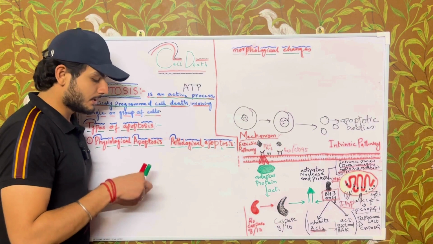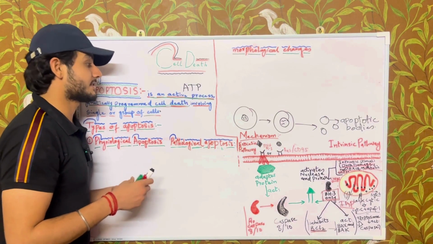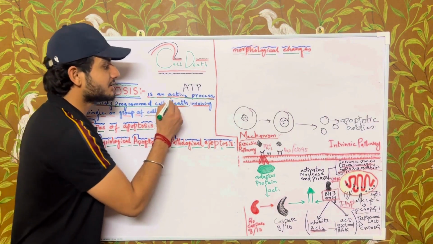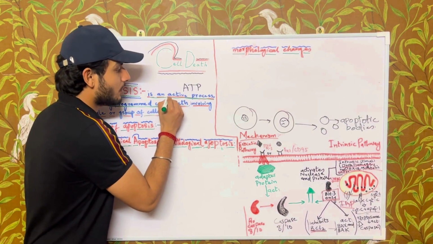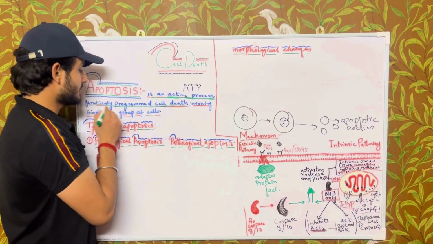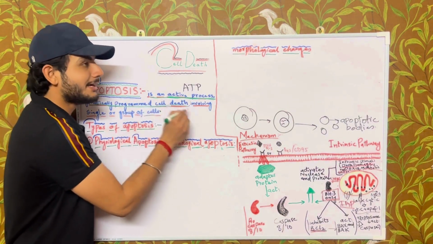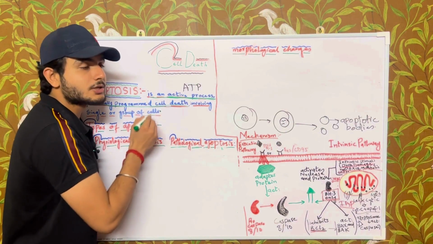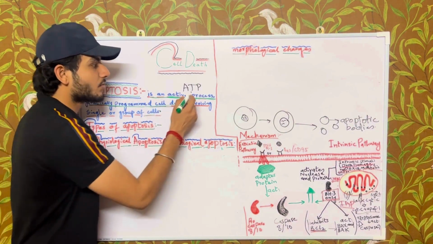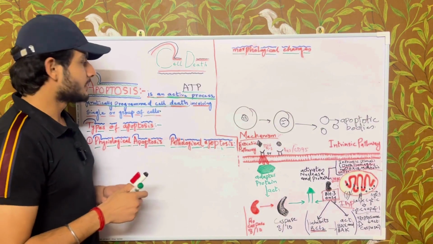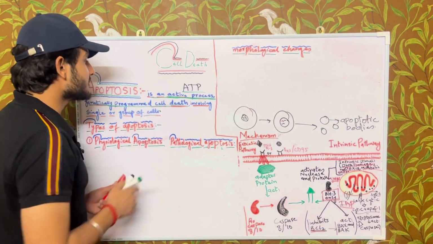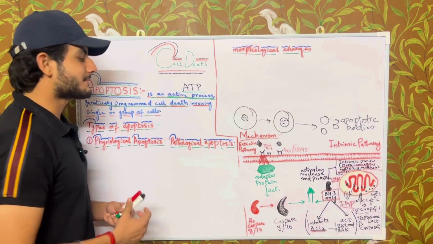So, what is apoptosis? You must ask. Apoptosis is an energy-dependent process, or an active process, of genetically programmed cell death involving single or small groups of cells. Okay, so it requires ATP. So this was the definition of apoptosis. Now let's talk about the types of apoptosis.